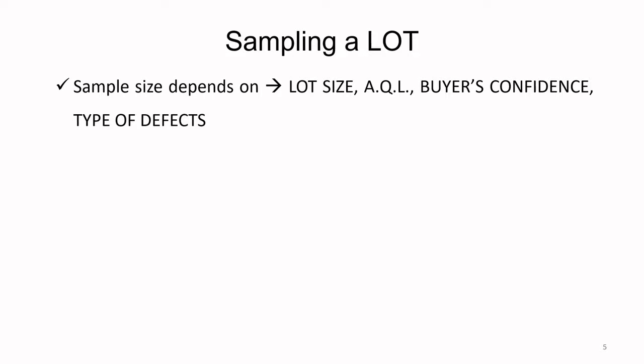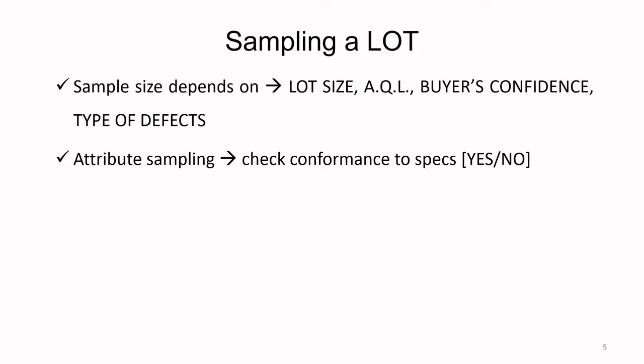Now, sample size depends on the lot size, AQL, buyer's confidence, and type of defects. So, depending on the type of defects, major, minor, critical, and buyer's confidence, if the buyer has great confidence in you, the inspector will take out a lesser number of pieces to check. And then what is the AQL? Acceptable quality level. Acceptable quality level is 1, 2.5, 4, 6, 10. Likewise, we'll see the AQL table also. And then the lot size. What is the total quantity? So, depending on the lot size, AQL, buyer's confidence, and type of defects, we decide how much will be the sample size.